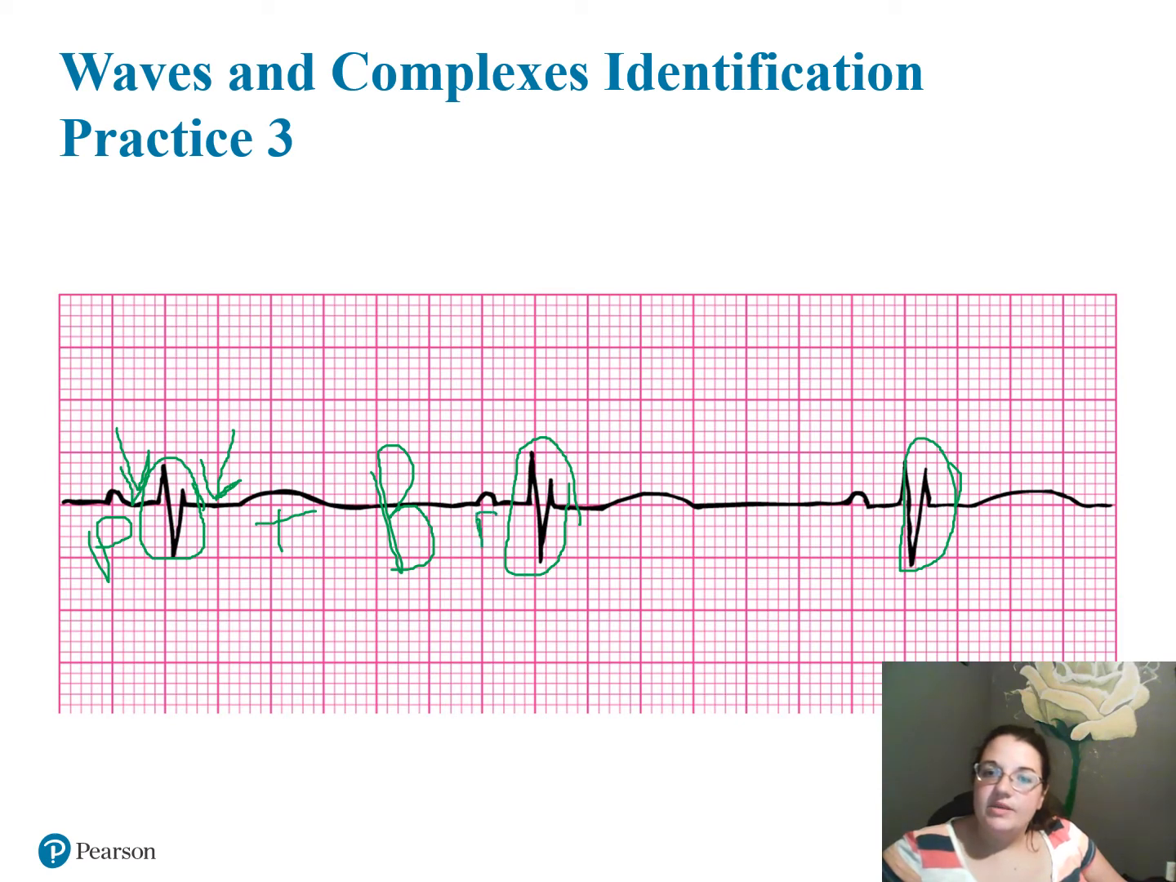So here's my P, T, baseline, P and T. And of course, these circled spikes are my QRS.